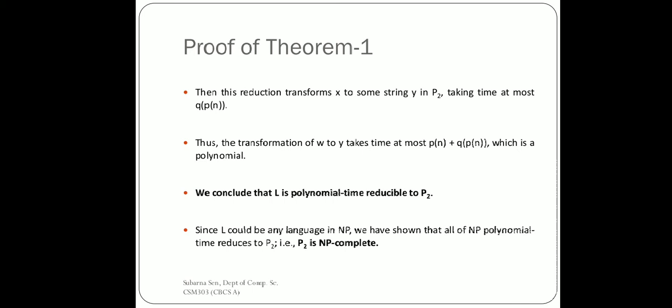And that's why we can directly claim that if P1 is NP complete and P2 is in NP, and if a reduction algorithm exists, then P2 will also be NP complete. Fine.